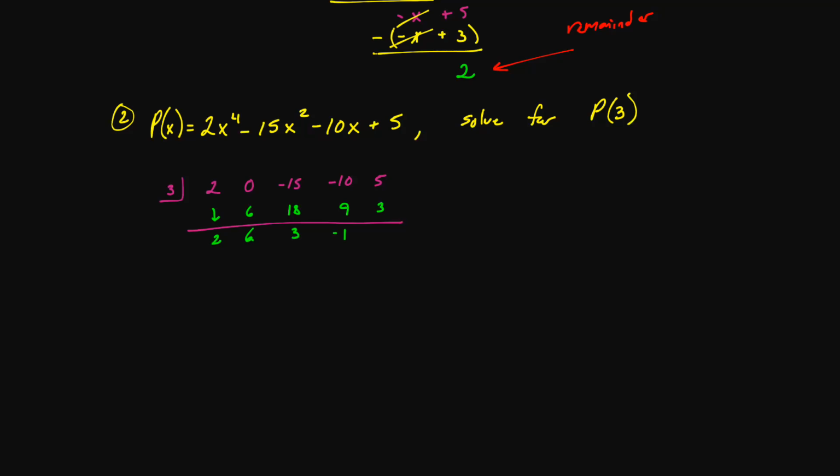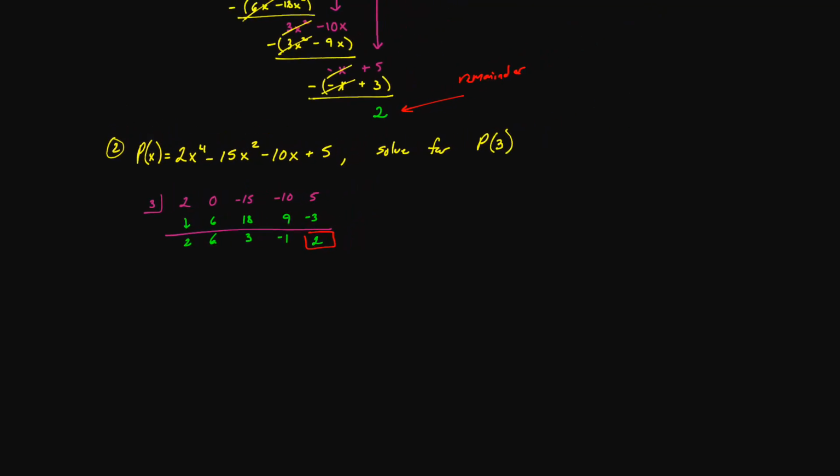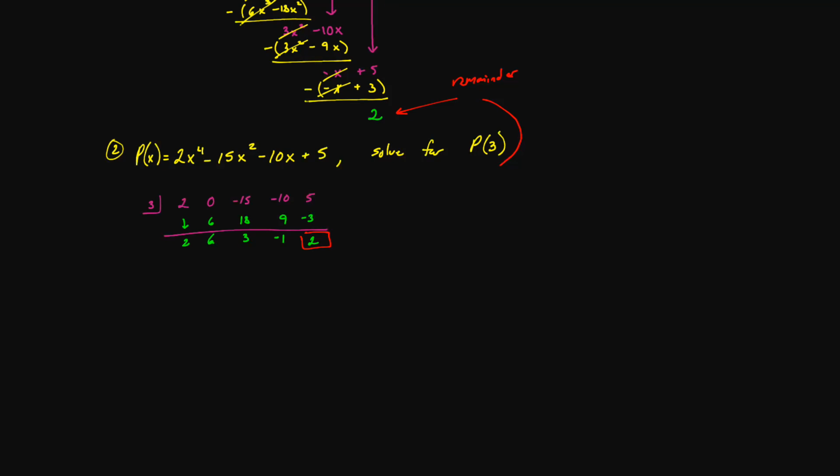Forgot that this should be negative 1. My apologies. So this should be negative 3. So this should become 2. And this here is very interesting because note in red, I'll draw this here, is also your remainder.